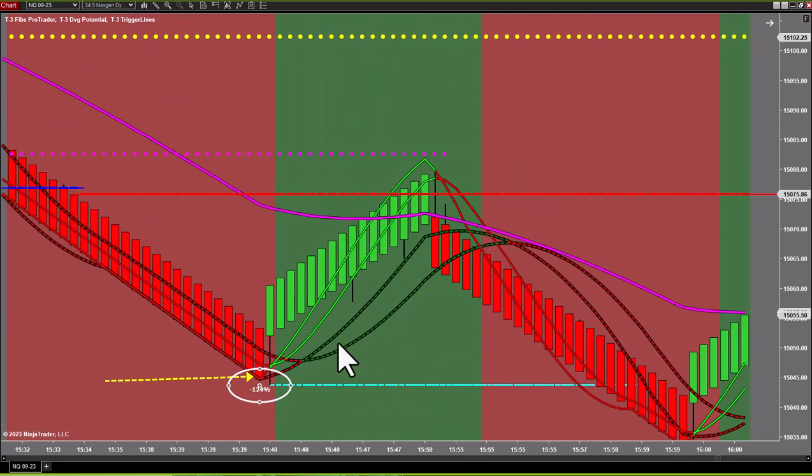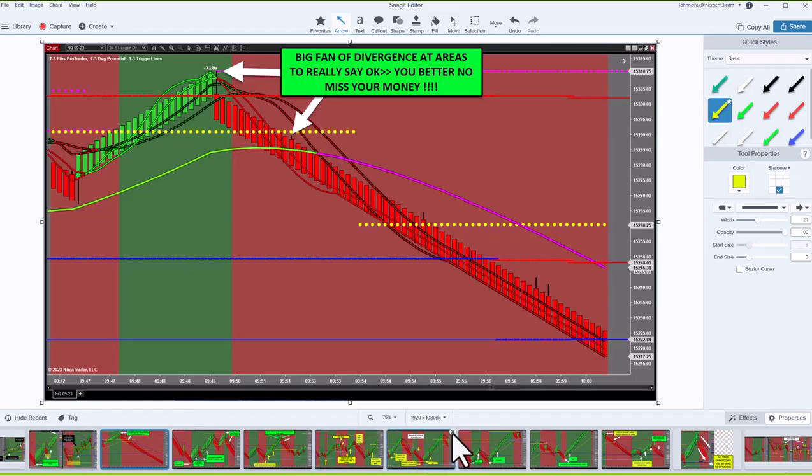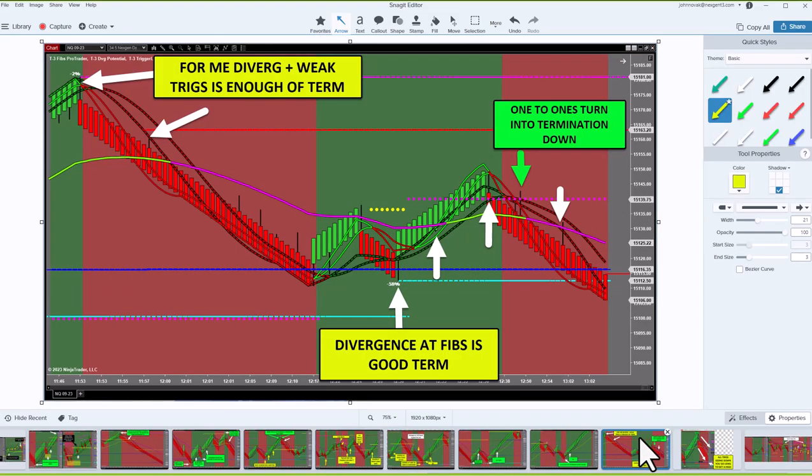So if the triggers are in a situation where you can take one trade to the long side to get up there, you want to take that trade. Is everybody okay with it? Now, the trick is, and I made a bunch of pictures, I was putting these in the room, but for me, divergence with weak triggers is enough of a termination to cause short trades. And then more specifically, if we have divergence from fibs, it's going to cause long trades to happen.